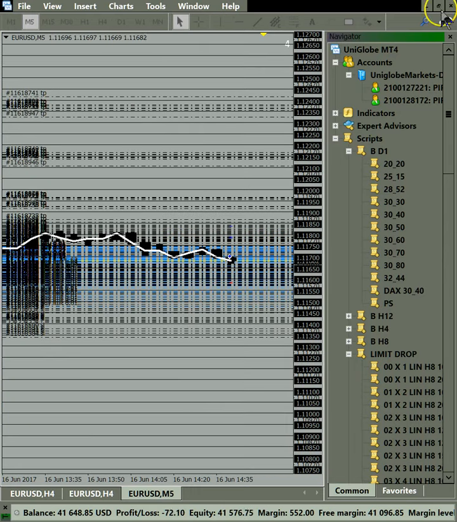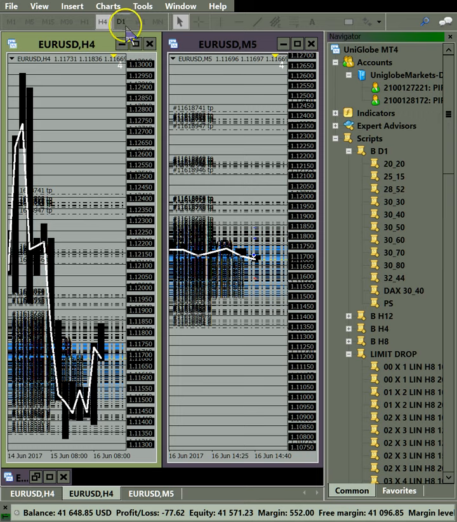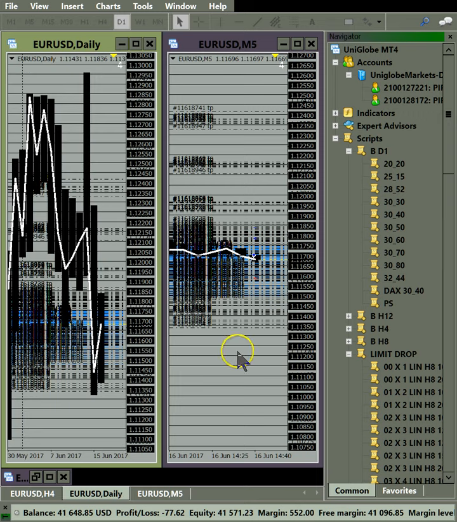So time frame versus scale. If I go to the daily here, you'd be like, holy shit. Why don't I buy down here?